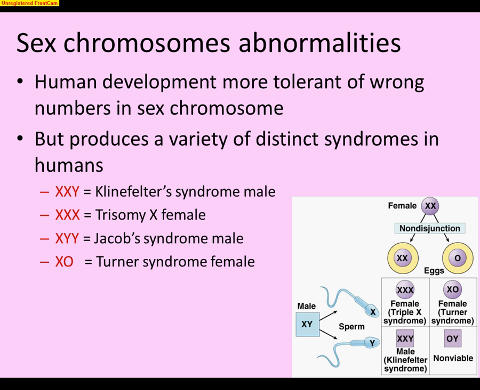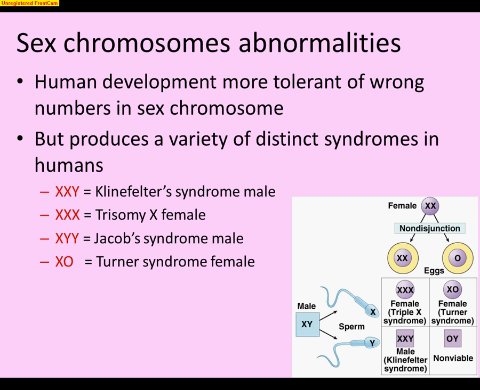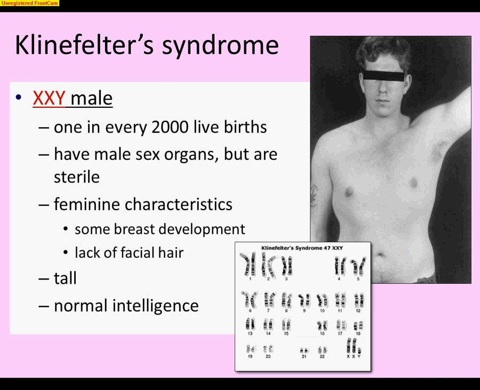Now, what gets real interesting is when we start looking at sex chromosome abnormalities. Alright, so these differences that we're going to look at in the sex chromosomes happen basically in how you inherit your X's and your Y's. And so there's a variety of very distinct syndromes that we have. We're going to talk about 4 of them, which are listed there in red.